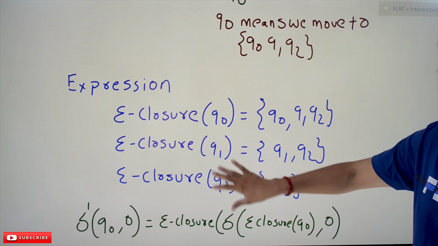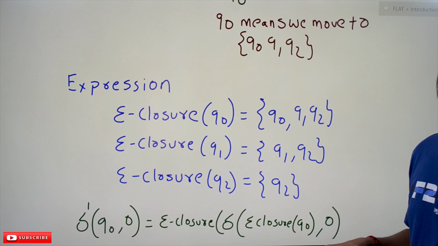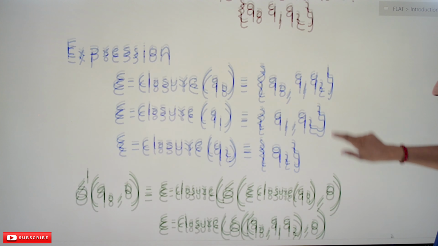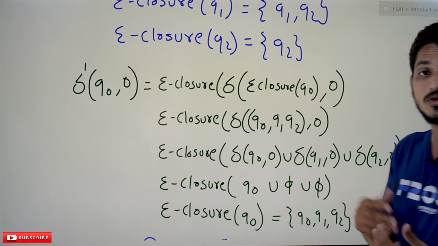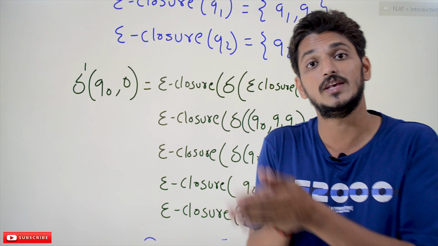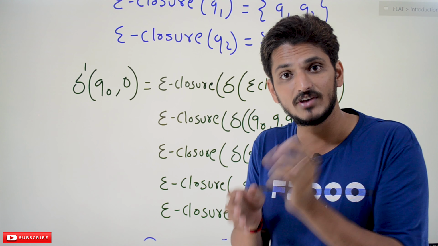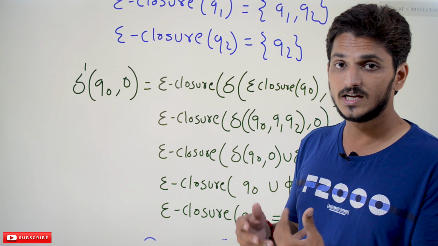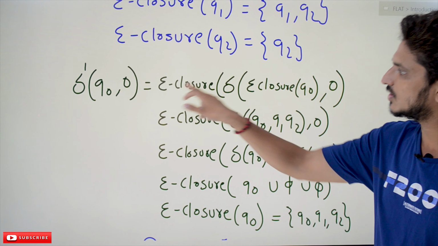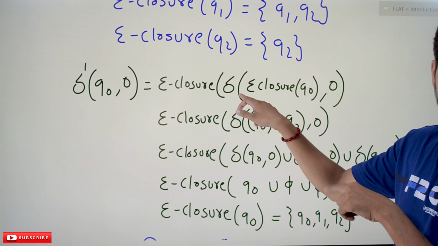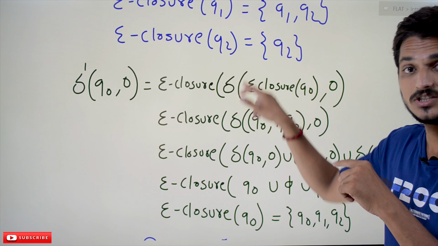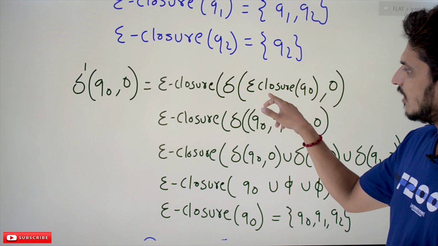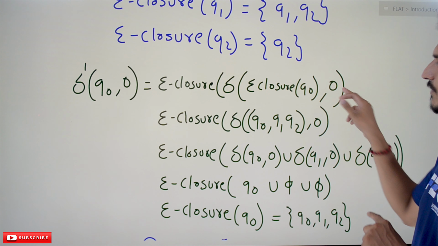First we have to identify epsilon closure for all the states. We are identifying it. Now we have to identify transitions of NFA, that is given as delta dash of Q0 comma 0. How do we identify? Using this equation: epsilon closure of delta of, here delta means transition of NFA with epsilon moves, our input diagram, delta of epsilon closure of Q0 comma 0.